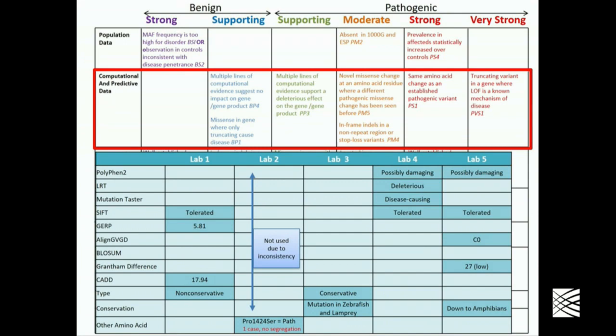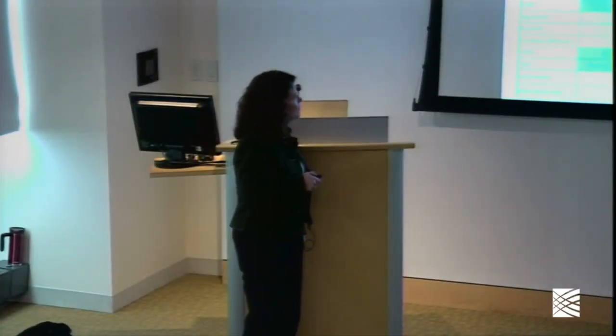Now, one of these pieces of evidence, a novel missense change at an amino acid residue where a different pathogenic missense change has been seen before. So one group said, well, actually, the variant is at the same site as another variant, proline to serine, and therefore they use that as a piece of evidence. However, you can only use that if that variant actually has evidence for pathogenicity. When we looked at it, there was one case reported with this variant, no other data, no segregation, nothing. So we said, no, that's not pathogenic. You can't use that to support your other variant, sort of a circular argument. So basically, there's no evidence here. The computational data is unhelpful, and you can't apply this rule.